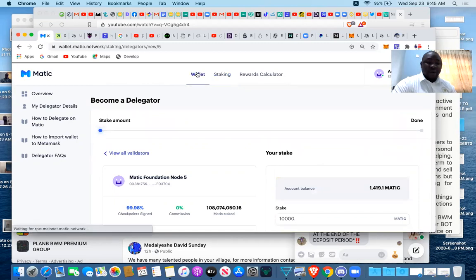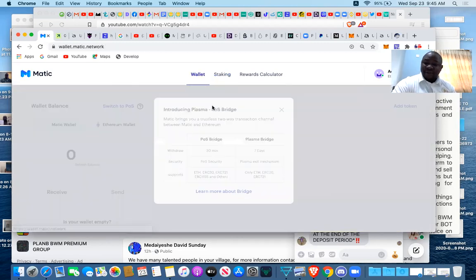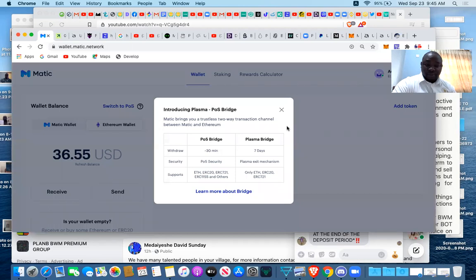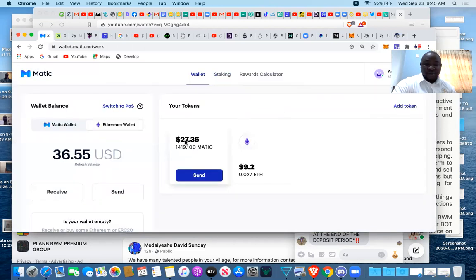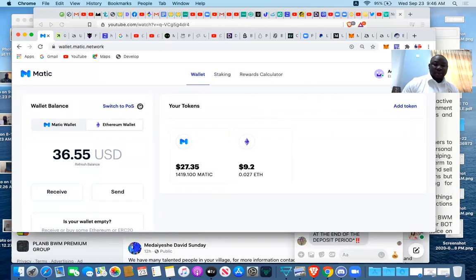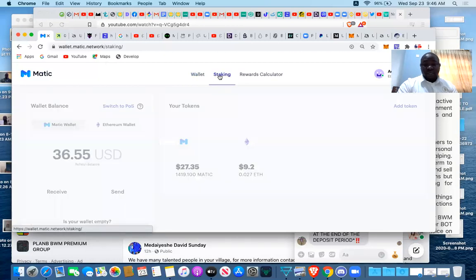So if I click on my wallet, you see that I delegated 5,000 something. This is in Plasma, POS, Preacher. Yeah, I've read about you guys. Okay, so delegated. Switch to POS, I think I need to. Okay. So this is Matic. So it's taken.